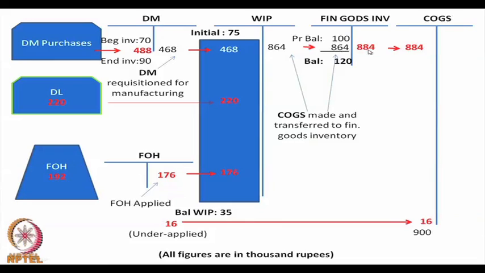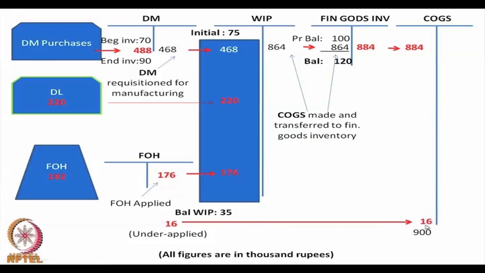So, what is this? So, it is this plus this minus y is equal to 120. Solve this equation, y will be obtained. Y is obtained as 884 in this case. So, that was transferred as cost of goods sold. What is given is that the total cost of goods sold is 900.